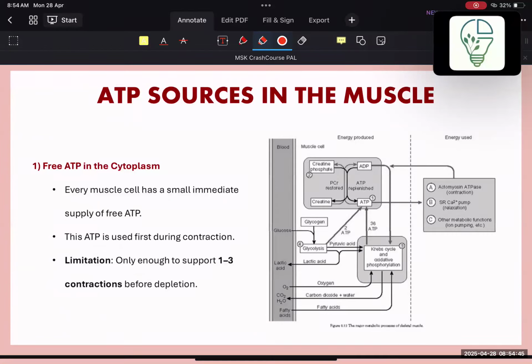So the number one source of ATP is, well, actually, this is not the number one source, but our first source of ATP is called the free ATP in the cytoplasm. From the name, it just means that you're going to have free ATP floating in your cytoplasm. The limitation of this source of ATP is that it's very limited. It can only support 1 to 3 contractions before depletion. So your body doesn't really depend on it to do anything. It's just there.